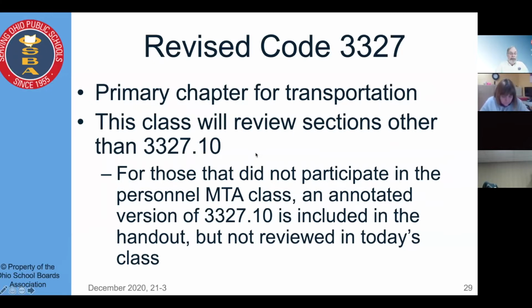I want to make an important point. We're not going to talk about 3327.10. We did that in depth last month. It is included in your handout today. If there's folks on today's conference that weren't in the personnel class, I encourage you to go back and look at the material from our last class, because we went into 3327.10 in depth in that class. So we're going to hit everything else today.